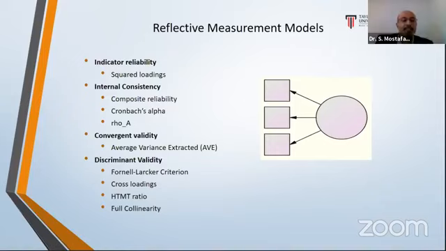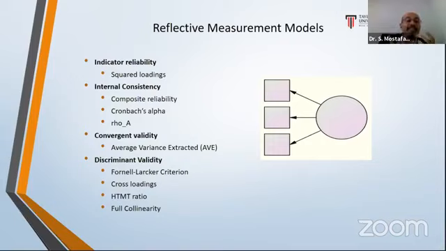Discriminant validity is another criterion for assessment of validity of a reflective construct. Reliability and convergent validity refer to convergence between the items of each construct. But discriminant validity, based on different criteria, assesses divergence between different constructs. It means different constructs involved in our framework should not be similar, should not represent the same attribute.